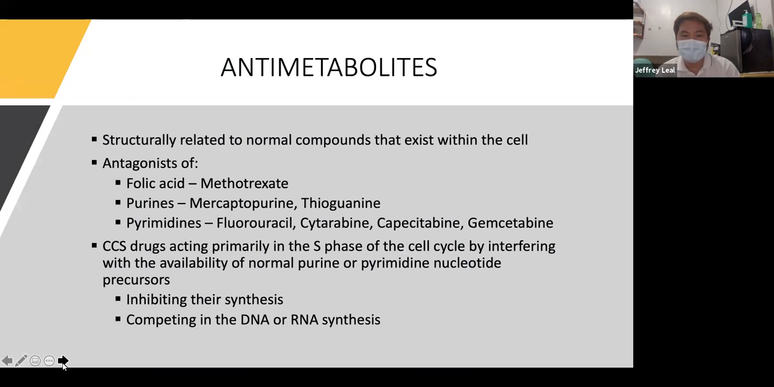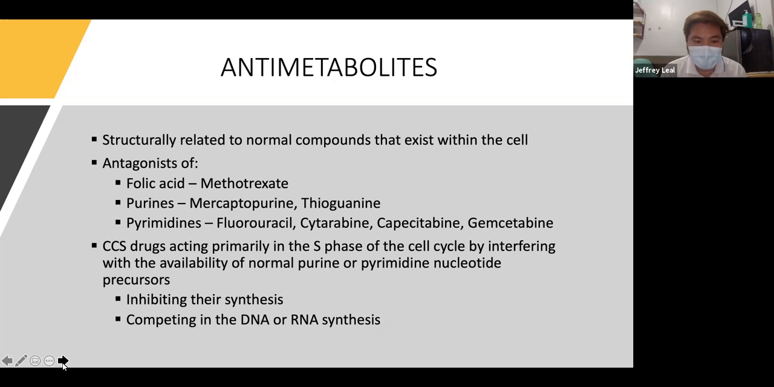Now let's go to your antimetabolites. They are structurally related to normal compounds that exist within the cell. So we have the methotrexate, which is an antagonist for your folic acid. We have also mercaptopurine and thioguanine, which are antagonists to your purines. We have also the fluorouracil, cytarabine, capecitabine, and gemcitabine. They are antagonists to your pyrimidines.